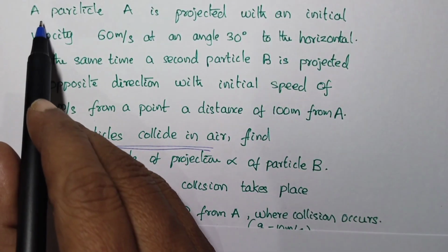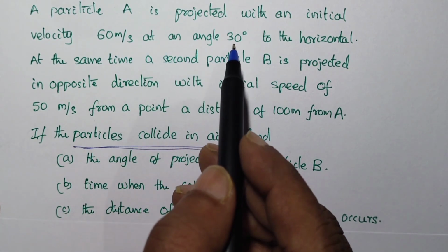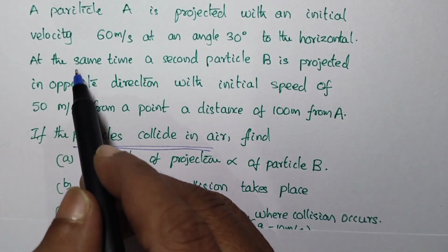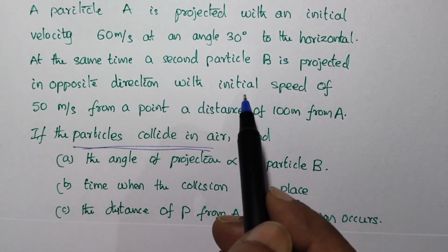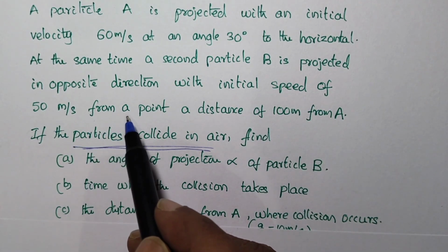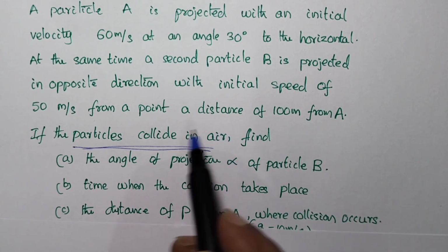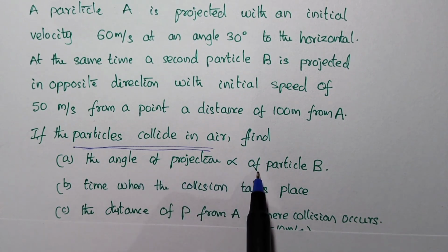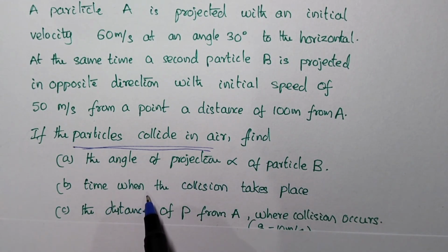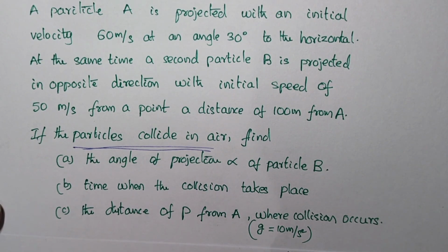Okay, students, let us see this problem. A particle A is projected with an initial velocity of 60 meters per second at an angle of 30 degrees to the horizontal. At the same time, a second particle B is projected in the opposite direction with an initial speed of 50 meters per second from a point at a distance of 100 meters from A. If the particles collide in air, find the angle of projection alpha of particle B, the time when the collision takes place, and the distance of the point P from A where the collision occurs. g is equal to 10 meters per second square.